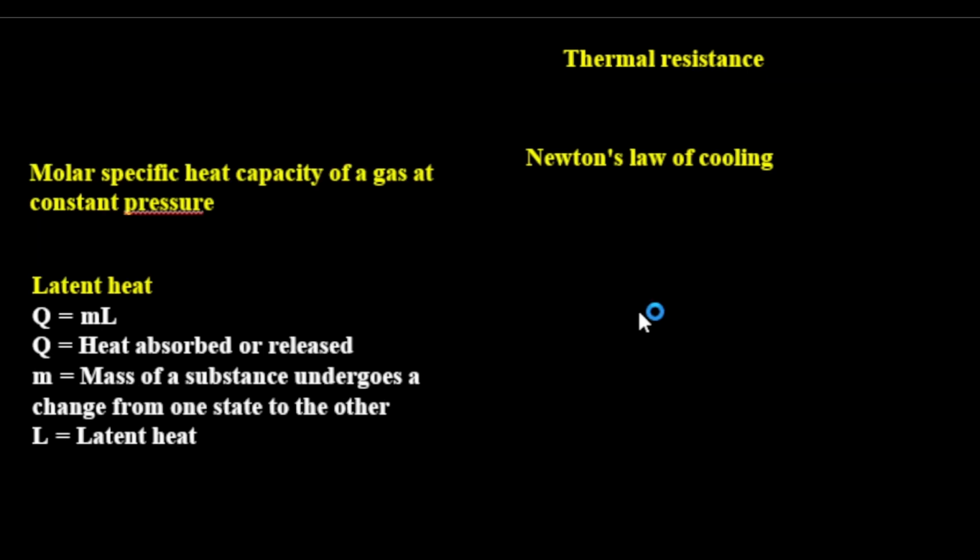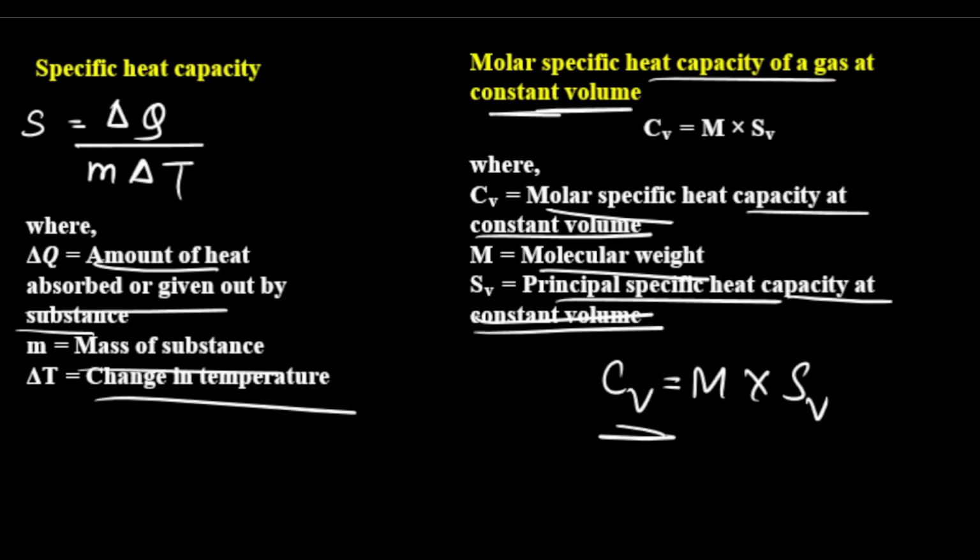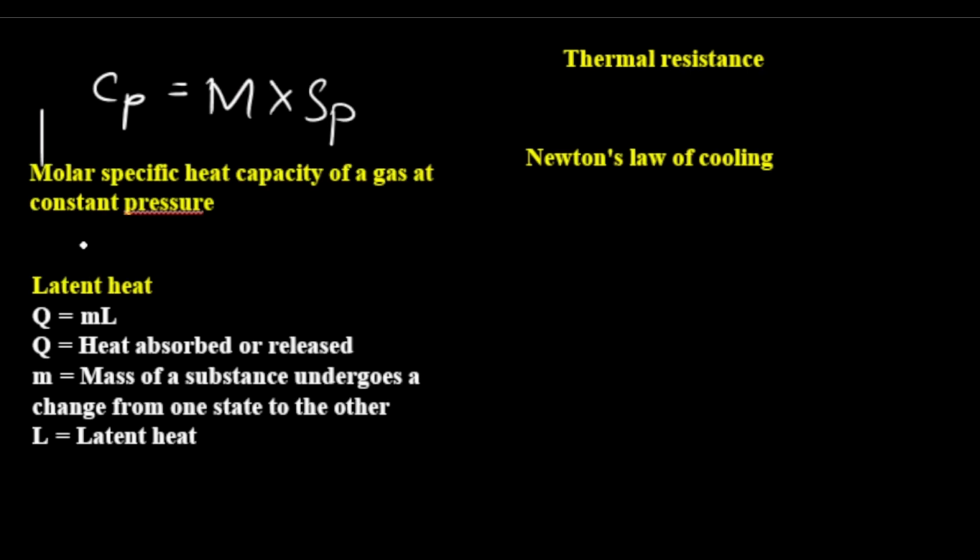Now we have the molar heat capacity of a gas at constant pressure. Let me write it over here only. So Cp will be the same, Cp is equal to M cross S into P, nothing will change. Here it was for the volume so we write V, and here it is for the heat capacity at constant pressure, so we write P over here.